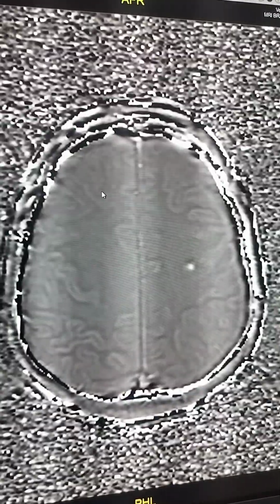This sequence is very, very important, chaps. Remember, the bleed will always appear hyperintense. See, it is hyperintense over here, over here, and over here. This is how we differentiate bleed from calcification in GRE and susceptibility weighted sequences. Blooming always means there are blood products or calcification. So here it is strongly a hemorrhage.